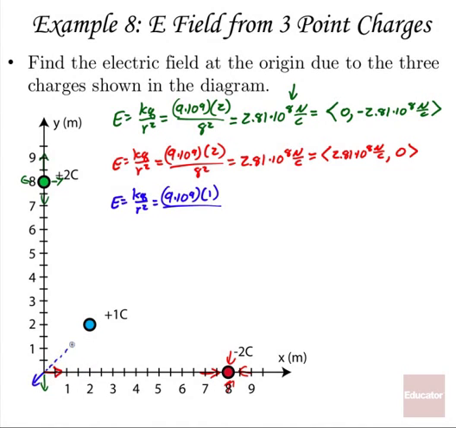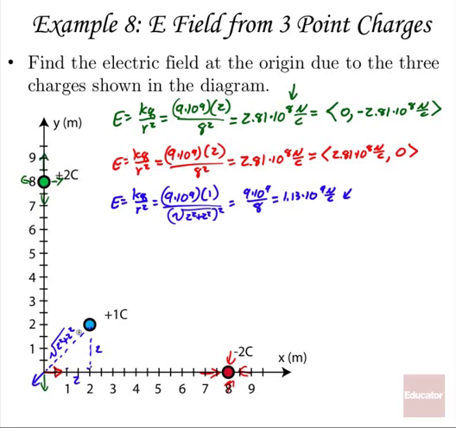Well, to do that, I'm going to make a right triangle here, and if that's 2 units and that's 2 units, then by the Pythagorean theorem, this must be the square root of 2 squared plus 2 squared. So that's going to be over the square root of 2 squared plus 2 squared, squared, or 9 times 10 to the ninth over 8, which is about 1.13 times 10 to the ninth newtons per coulomb, but that's going to be down and to the left at an angle of 45 degrees because it has equal x and y components, which we can see just from the symmetry of the situation.